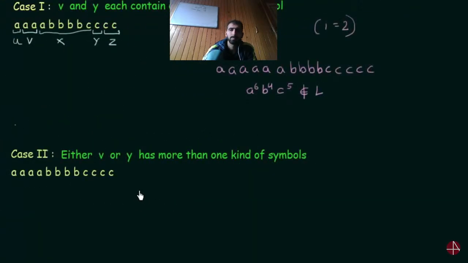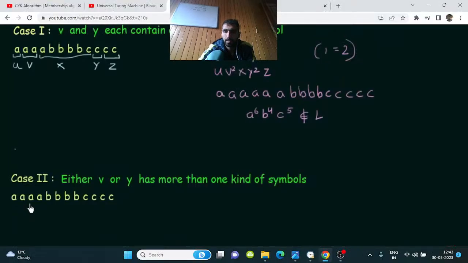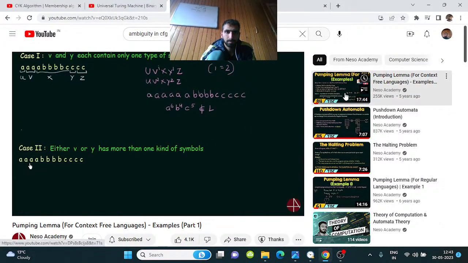Okay, case number 2 says that either V or Y has more than one kind of symbols. So this is my string, 4 A's, 4 B's, 4 C's. Now I'm going to divide it into 5 pieces, U, V, X, Y, and Z, such that either the part V or the part Y has more than one kind of symbols. So let me see how I can do this.